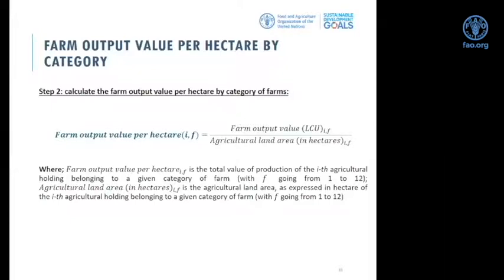Categorization of agriculture farms by different typologies would mean a richer sample size, and of course that translates into more costly data collection, because you need to have more agriculture holdings as part of your sample so that you have representative or statistically significant estimates.